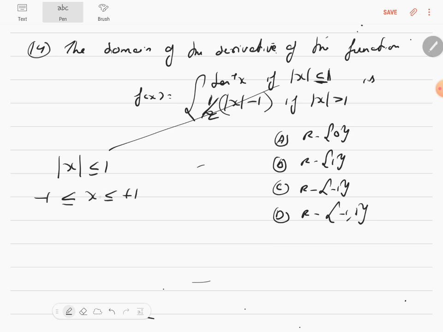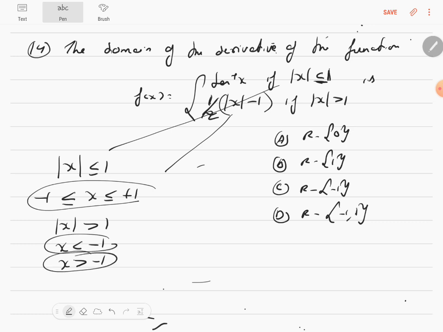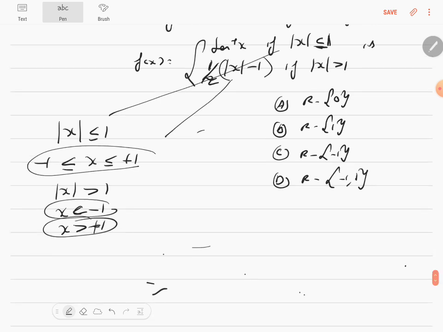And what about the second equation, half of mod x minus 1, when mod x is greater than 1, which means x can be lesser than minus 1 or x can be greater than plus 1. So thus you end up getting three conditions like this. x can be greater than plus 1, x can be lesser than minus 1, okay, so these are the conditions.